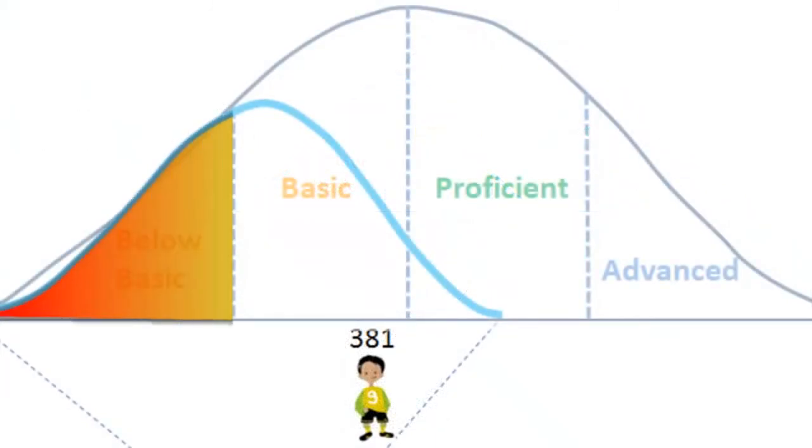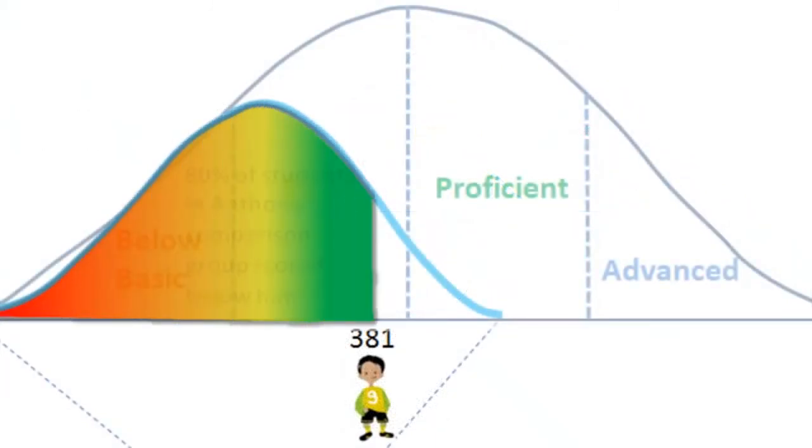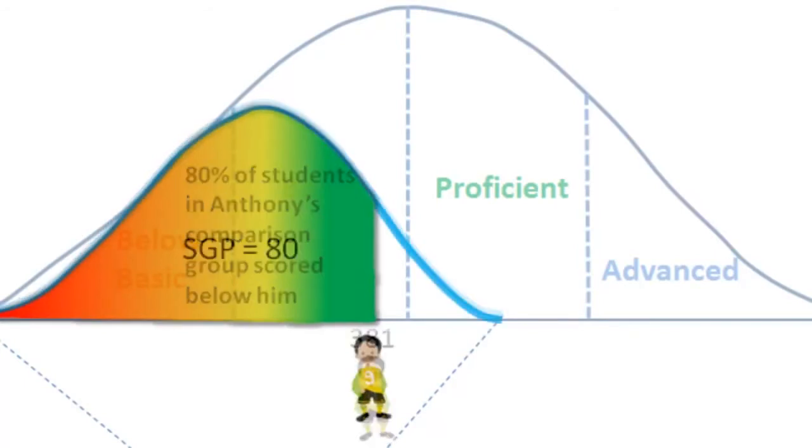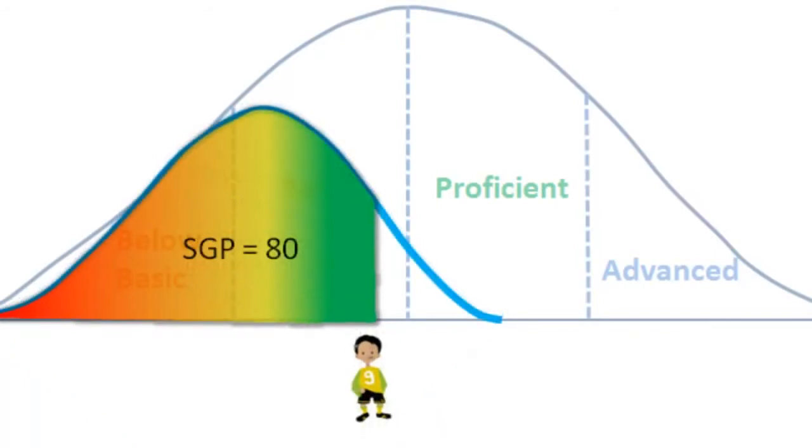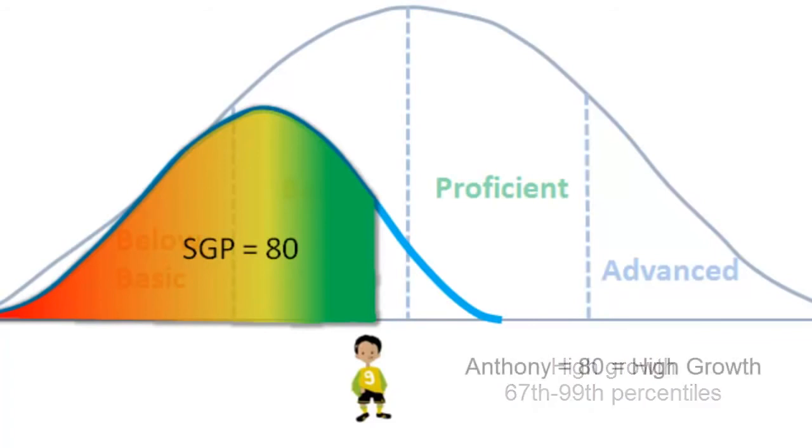Analyzing the data more closely, we can see that Anthony scored higher than 80% of the students in his comparison group. This translates to a student growth percentile of 80. OSPI has classified low growth as between the 1st and 33rd percentiles, typical growth as between the 34th and 66th percentiles, and high growth as between the 67th and 99th percentiles. In Anthony's case, his SGP of 80 would be considered high growth.